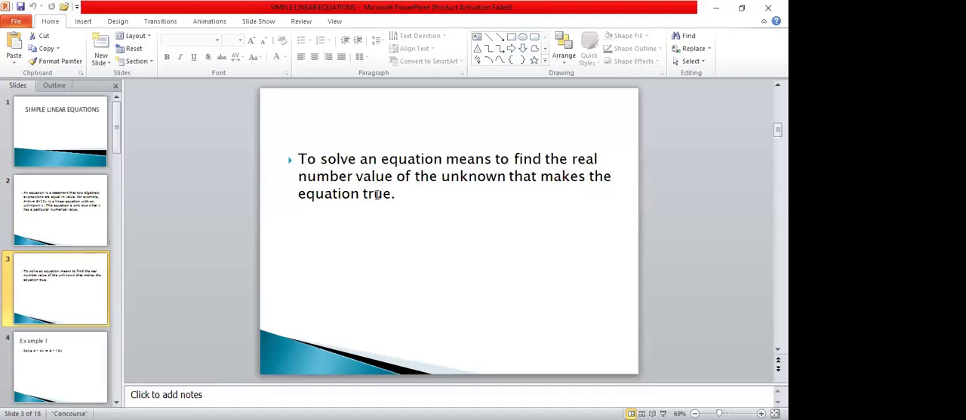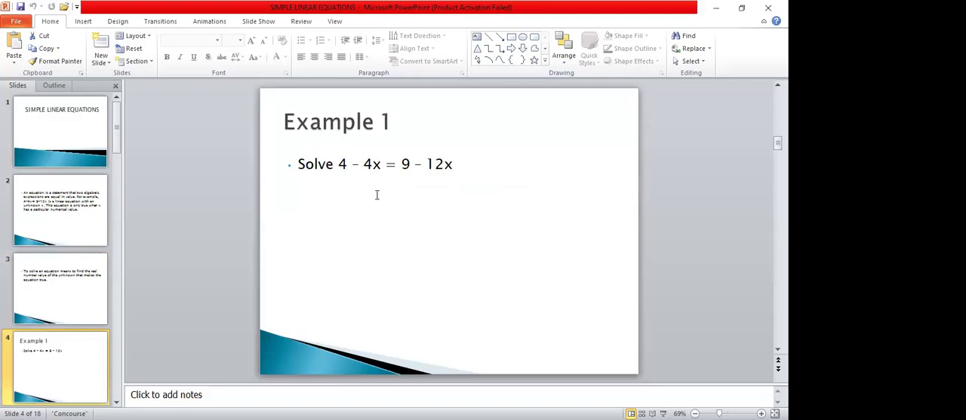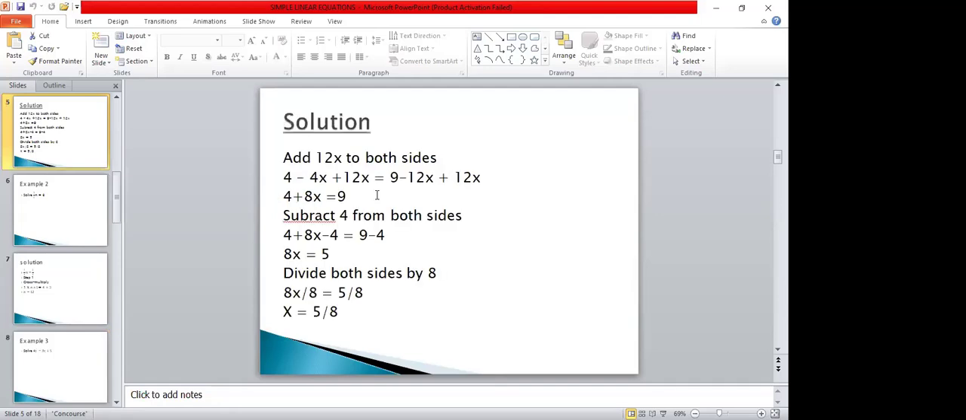Solving an equation means finding the real number value of your unknown, x in this case. And that is what will make the equation 4 minus 4x equals 9 minus 12x true. Are you there with me? Now, the question is, how do we solve this? Let's move on to the next slide to see the approach.